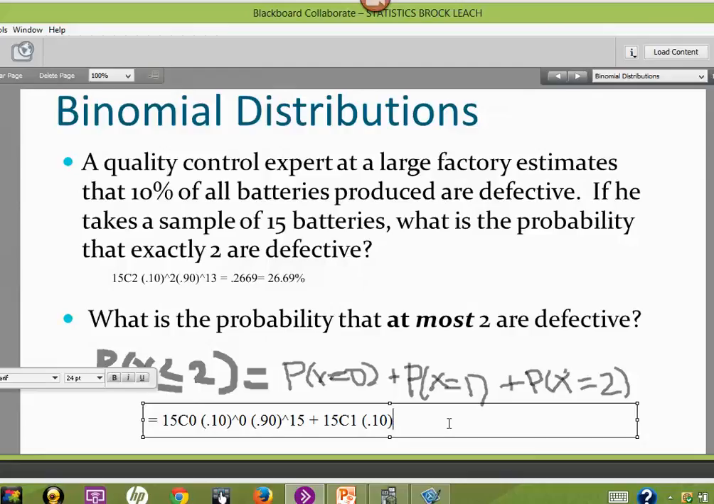We're going to raise that to the first power and multiply by 0.9 raised to the 14th power. And notice my powers here, 14 and 1, add up to my total number of trials, which is 15. And then lastly, we're going to find the probability that x is equal to 2, but we already found that up above, and we don't have to retype all that out. I'm just going to put 0.2669.